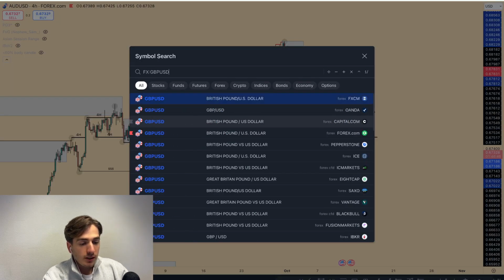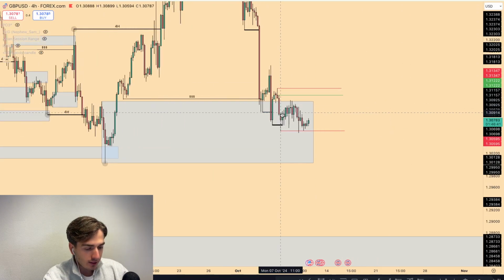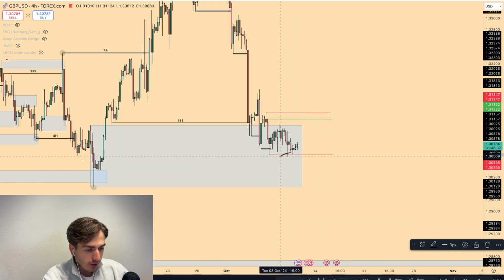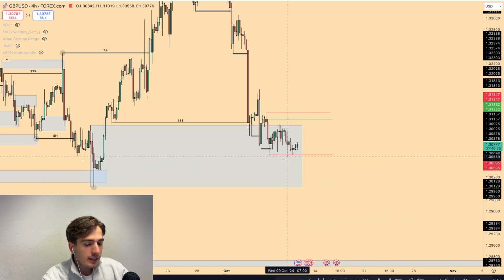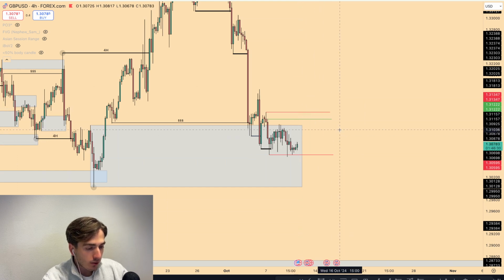Going into GBPUSD, GBPUSD is extremely slow already since Monday. Obviously, it's just waiting for the news to happen. It has now grabbed liquidity underneath this low. So let's keep our eyes open for a potential reversal. When are we going to be looking for a long?